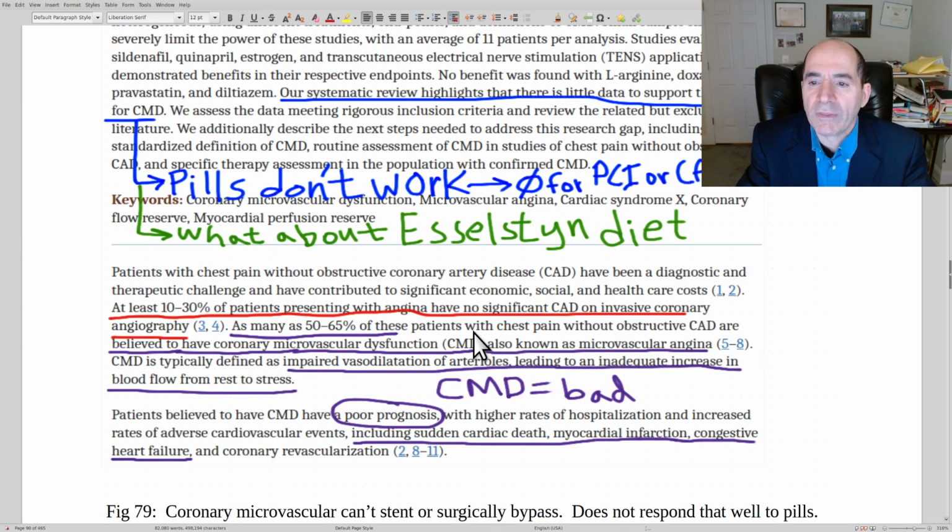Pills don't work that well, not at all. Angioplasty, stenting, okay. And then what about the Esselstyn diet? Esselstyn diet is the best thing to do, okay. And they say in general, this coronary microvascular disease has a poor prognosis with risk of sudden cardiac death, myocardial infarction, heart attack, and congestive heart failure.